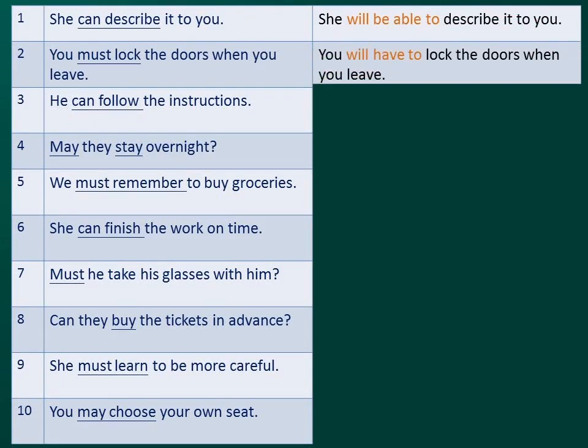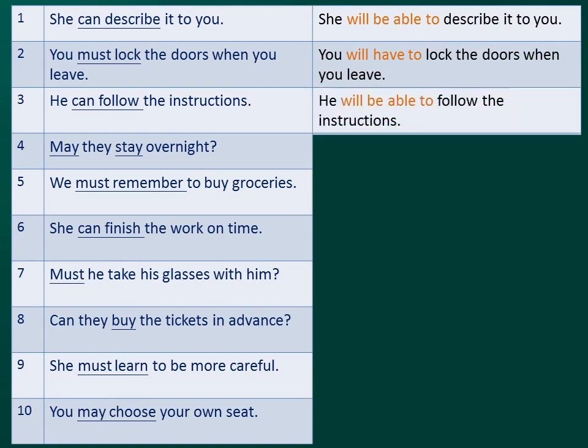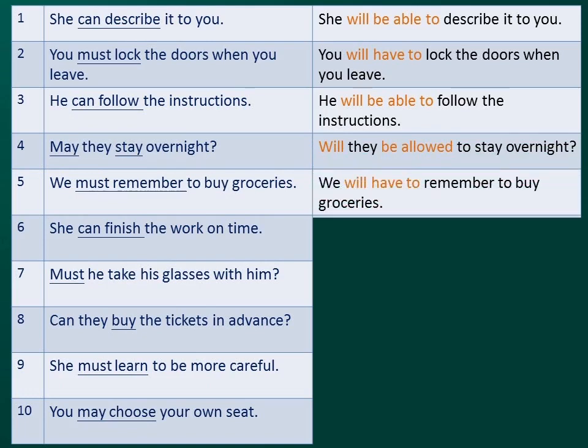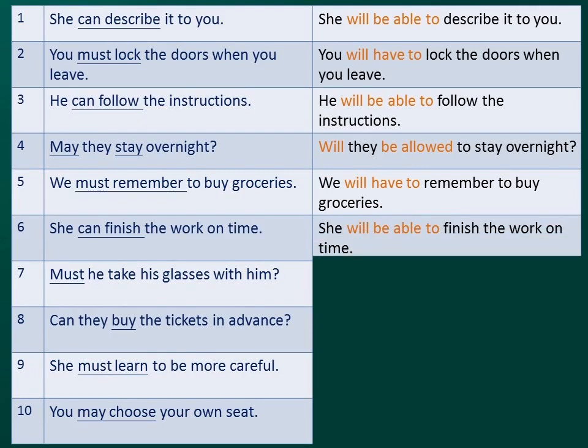He can follow the instructions. He will be able to follow the instructions. May they stay overnight? Will they be allowed to stay overnight? We must remember to buy groceries. We will have to remember to buy groceries. She can finish the work on time. She will be able to finish the work on time.